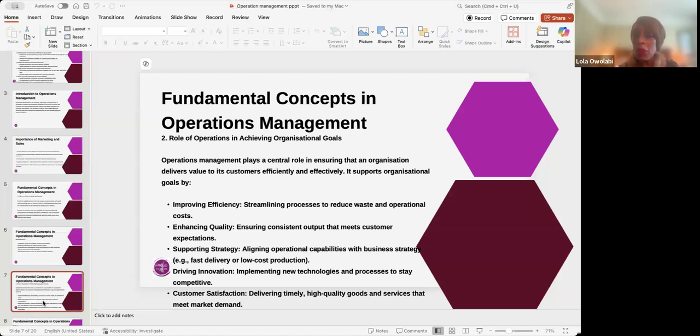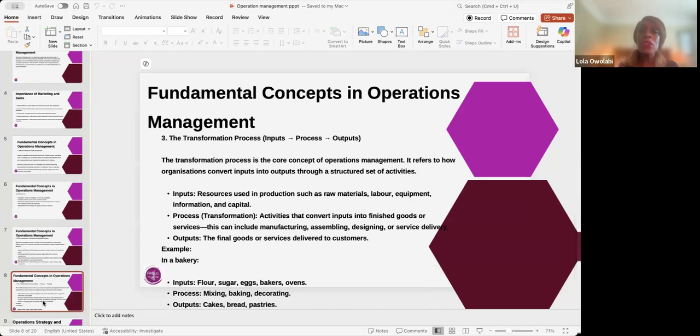So remember the fundamental concepts in operations management. Number one, you've got to improve efficiency. You've got to enhance quality. You've got to support strategy. You've got to drive innovation, and you've got to treat your customer like a king. And in these days of political correctness, treat your customer like a queen too.